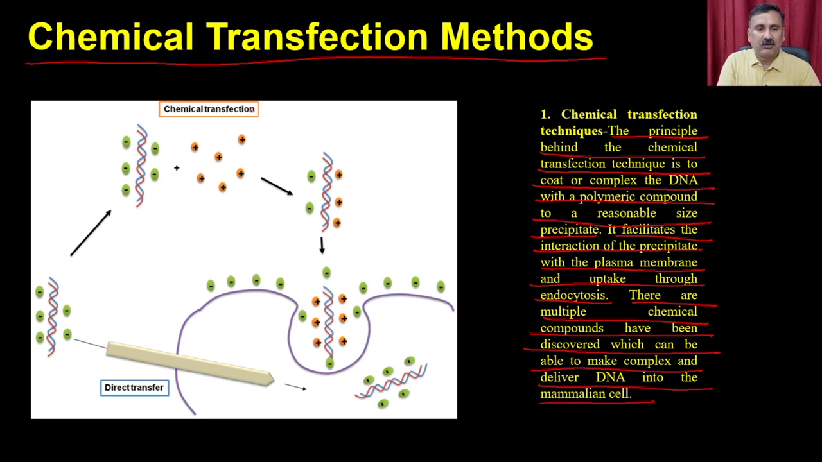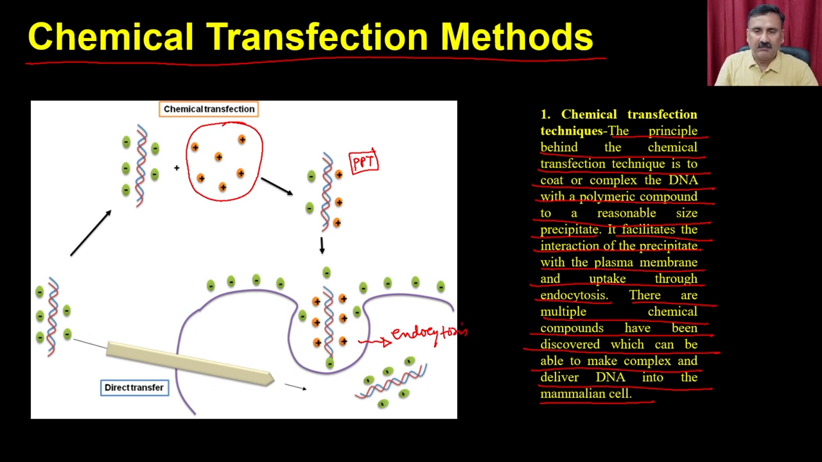into the mammalian cells. In a chemical transfection method, because you know that the DNA is negatively charged, you can add chemical agents which are positively charged. Once you add the positively charged agents, they make a complex with DNA, and as a result, they make a visible precipitate. And this visible precipitate is taken up by the cell through a process called endocytosis. So these particles go and sit onto the plasma membrane, and then the plasma membrane is taken up inside by a process called endocytosis.